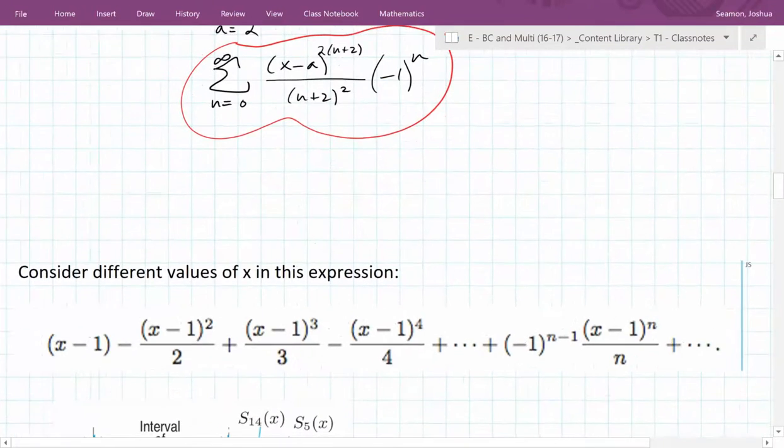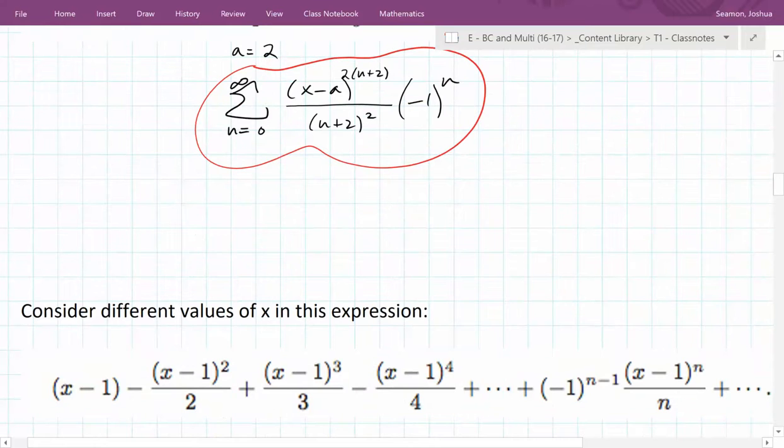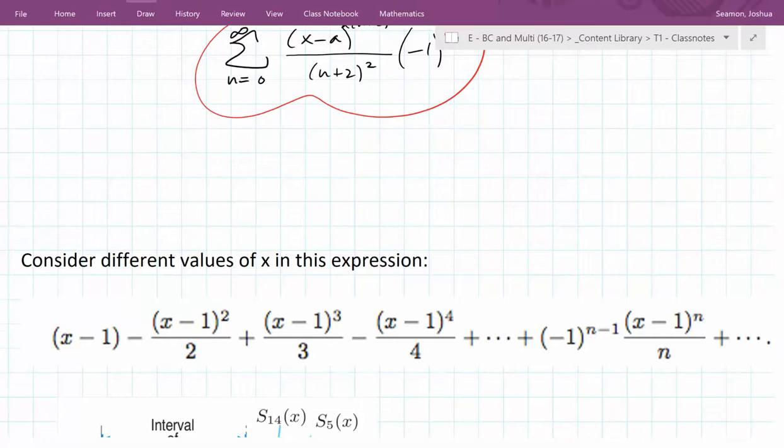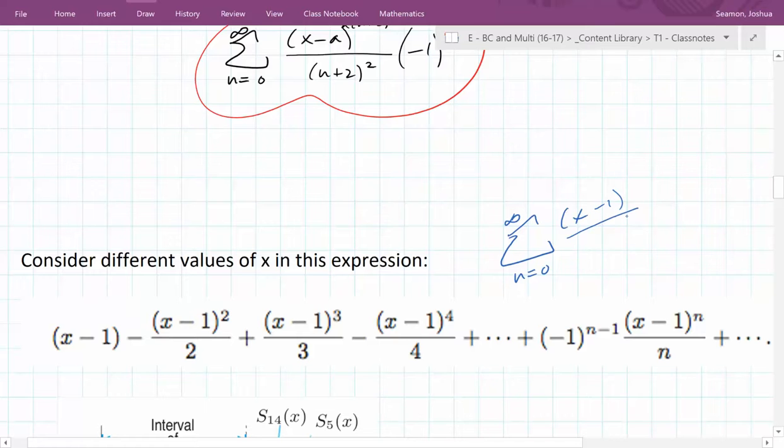Okay, so let's look at a general power series here. Let's look at this one right here. Is that a power series? Sure, looks like it. Could someone just tell me what the summation notation is for this one? N equals 0 to infinity of x minus 1 over what? N plus 1 to the what power? N plus 1 power. And it's alternating. Oh, look at that. Nice.